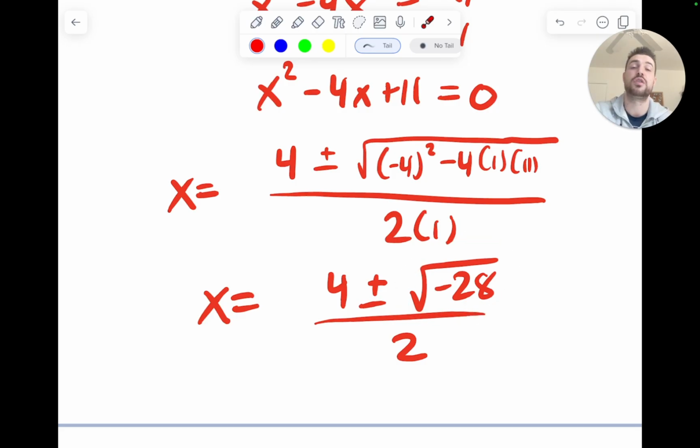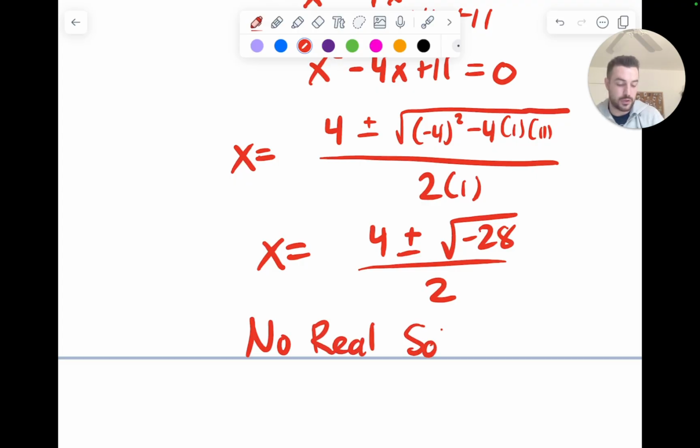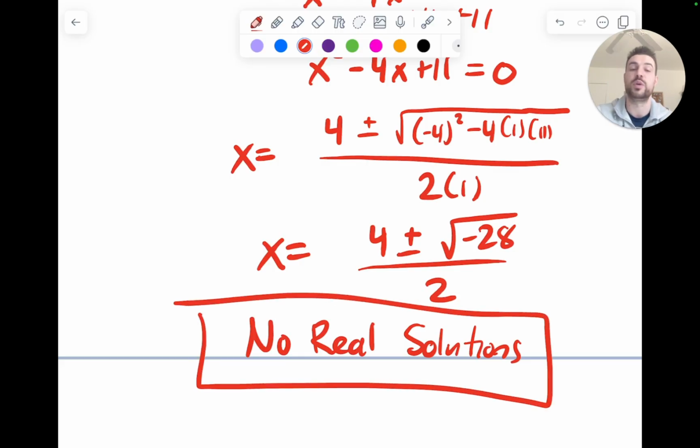The problem here is, to find our solution, we are going to have to take the square root of a negative, which so far we have been unable to do. Although we are going to get to it eventually, right now that tells us that we have no real solutions to this quadratic, and we are done.